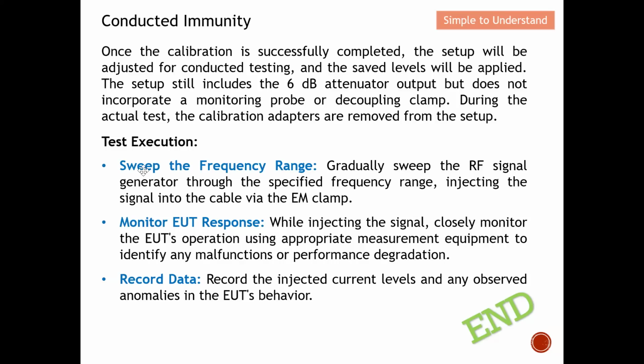So the first task is we sweep the frequency range. We gradually sweep the RF signal through the specific frequency range, injecting the signal into the cable via the EM clamp. Next, we need to monitor the EUT response. While we inject the noise source, we need to closely monitor the EUT operation using appropriate measurement equipment, to identify any malfunction or performance degradation. And last but not least, we need to record the data. We record the injection current level and observe any abnormalities in the EUT behavior.